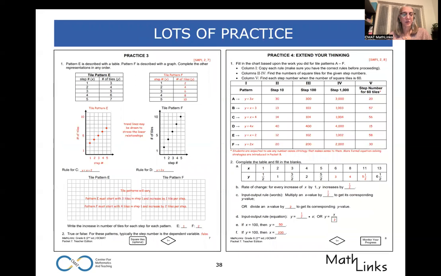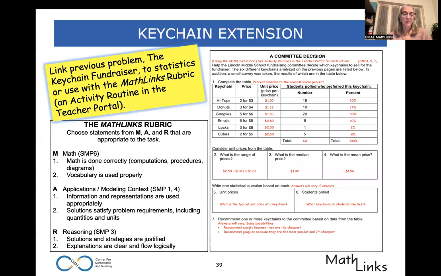There's lots of practice throughout the student packet, along with some practice that will extend students' thinking. Often, problems get revisited. Here you see the keychain problem gets extended to include statistics. Since this page is very task-like, you can use our MathLinks rubric to get students involved in giving each other feedback.